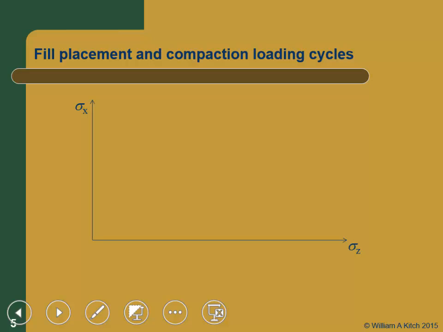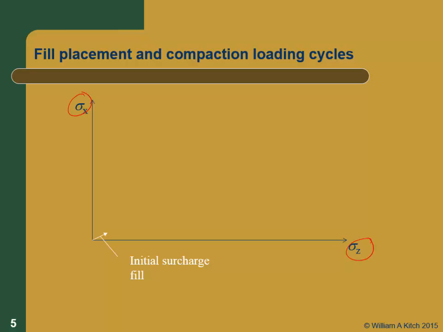So what's going on here? Well, here's our initial surcharge placement of the fill. So this is sigma z and this is sigma x, right? So z is the surcharge fill. Well, it's going to be two sigma z's. One's going to be a surcharge fill and one's going to be my dynamic load. And then I'm plotting the horizontal stress that's going to be generated from that. So if you're just placing a fill, you're going to have a fairly low earth pressure coefficient, and you're going to get more vertical stress than horizontal stress, right?